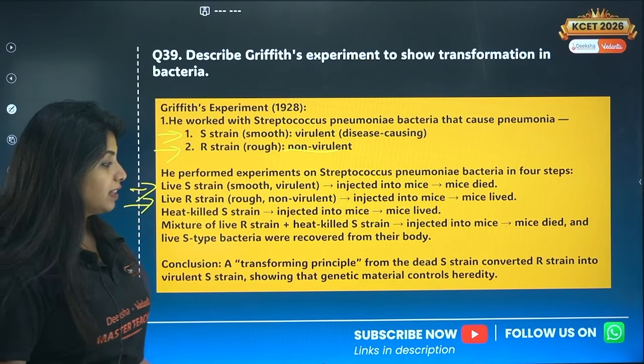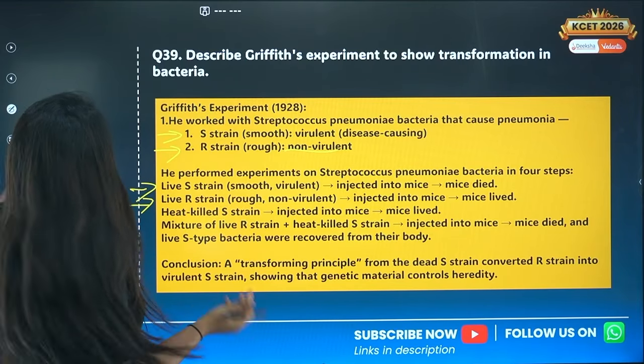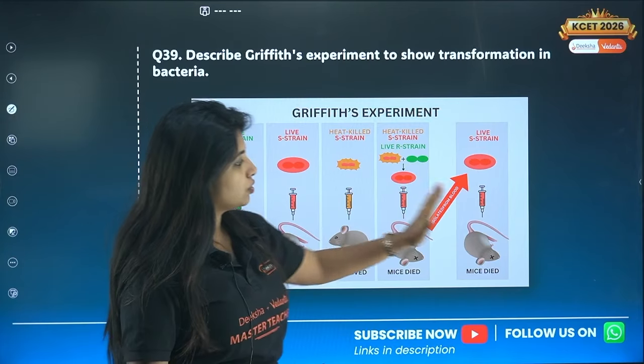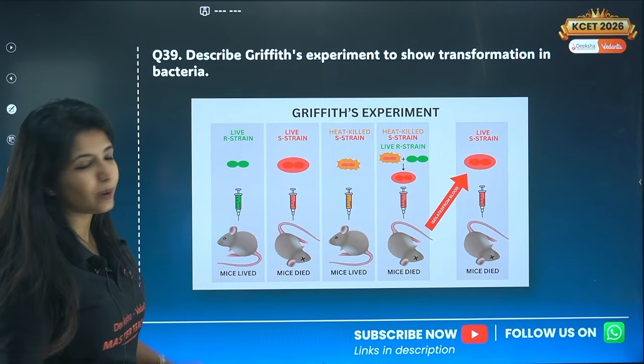Okay, and that would be the genetic material. That was the thing. And later on, Avery, MacLeod, McCarthy came into the picture and they gave all the things. So this is how it worked. You can go through it as well.